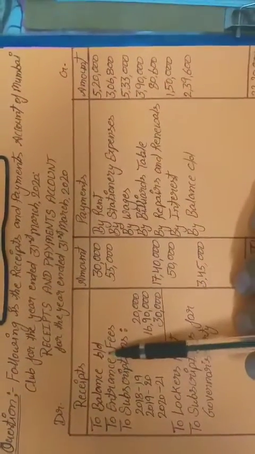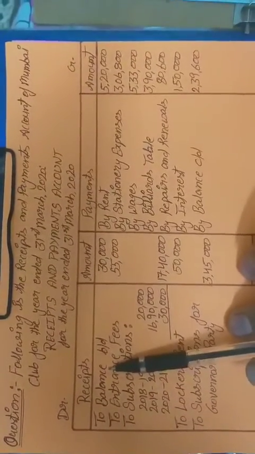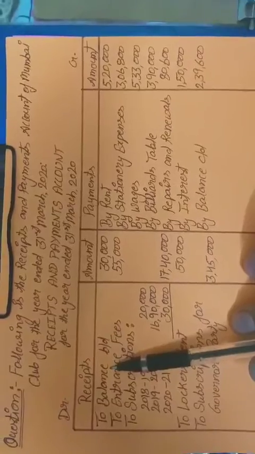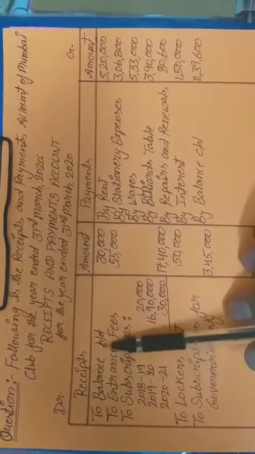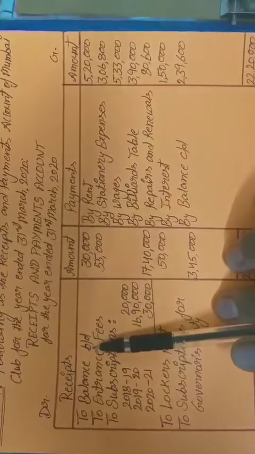To balance b/d. If the balance is given, it means this balance is related to cash or bank. Whenever only one balance is given, and no cash and no bank is mentioned, we can consider it as bank as well as cash. Okay, so 30,000 rupees.